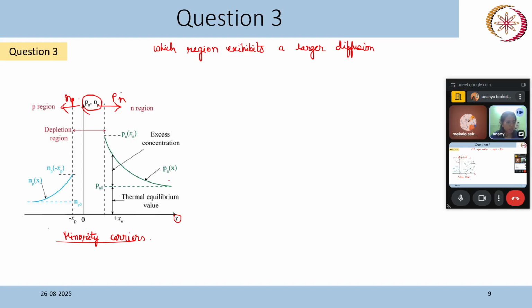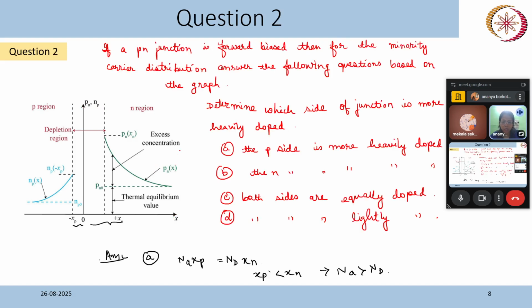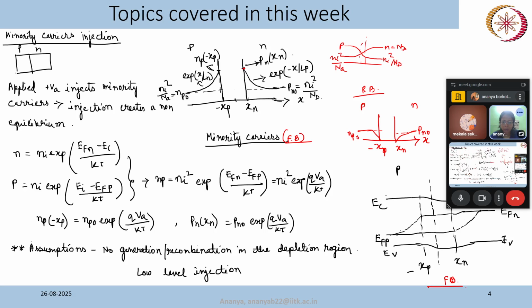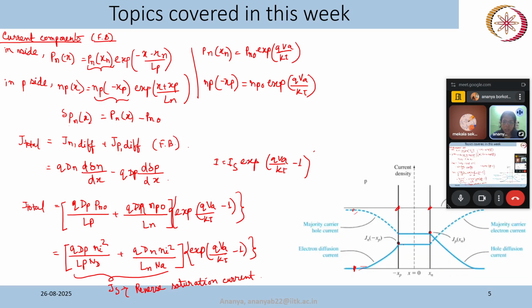So this varies exponentially. How does it vary? It's like x by LP. That is the second question actually. This is not x by xp, so this is minus x plus xn, the equation that I gave you earlier. See, this p naught exponential qVa by kT is a constant term. We multiply it with the expression exponential minus xn by LP. This is x dependent, and that's how it varies.